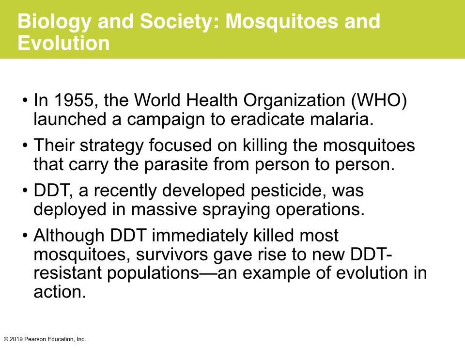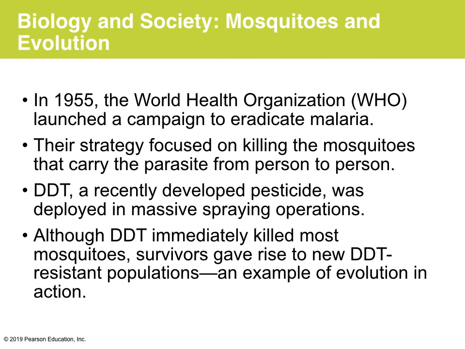Now, back in 1955, the World Health Organization set out to eradicate malaria. And they figured the best way of doing this was to kill the vector, the mosquitoes that carry the parasite from person to person. And DDT was a recently developed pesticide, and so they took that and they went spraying a huge area of land, trying to basically wipe out the mosquitoes, and with it, the ability for malaria to be transmitted to humans. Now, it did immediately kill most mosquitoes, but there were survivors, right?